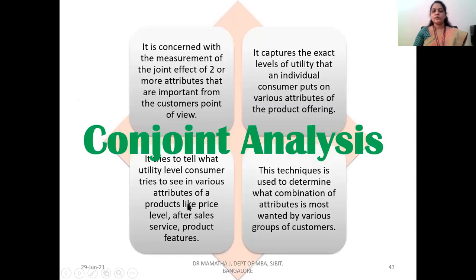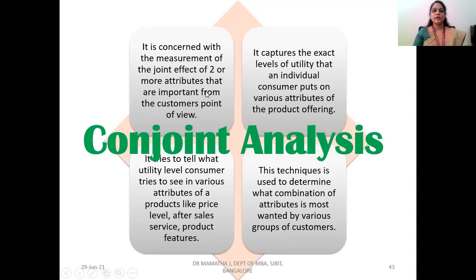Conjoint analysis. This is concerned with the measurement of the joint effect of two or more attributes that are important from the customer's point of view. It captures the exact level of utility that an individual puts on various attributes. It also tells what utility level the consumer tries to see in various attributes of the products, like price level, sales service, product features and all. This technique is used to determine what combination of attributes is most wanted by various groups of customers.